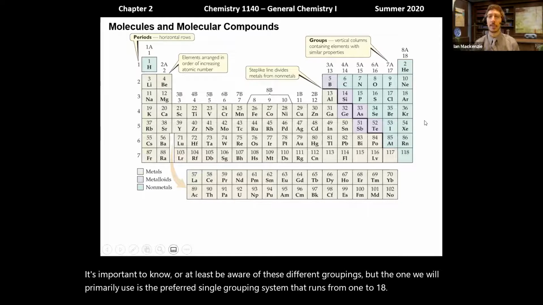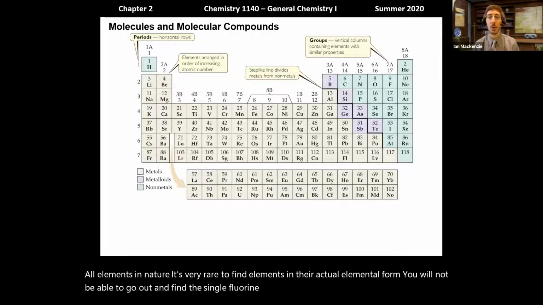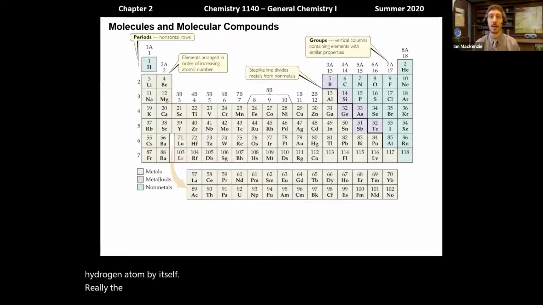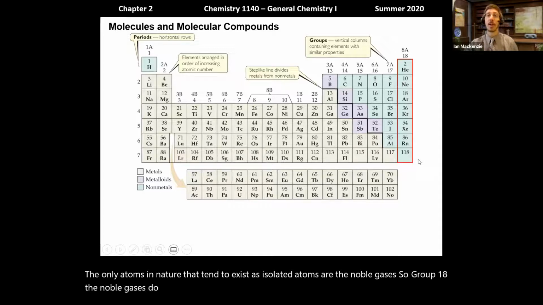Now, all elements in nature, it's very rare to find elements in their actual elemental form. You will not be able to go out and find a single fluorine atom floating around, or a silicon atom by itself, or a hydrogen atom by itself. Really the only atoms in nature that tend to exist as isolated atoms are the noble gases, so group 18. The noble gases do exist in nature primarily just as their individual isolated atoms.